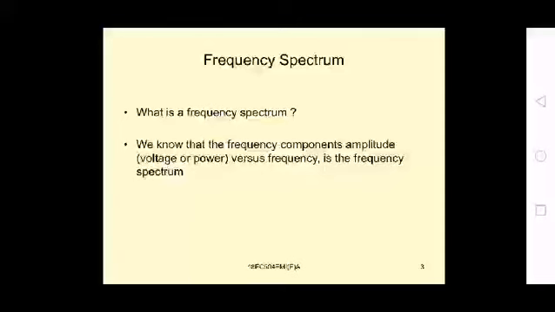Here we take the distribution of the frequency components of the electrical signal plotted as a graph, and we call it the frequency spectrum. On the y-axis you have the amplitude, which may be voltage or power. On the x-axis you have the frequency. It is called the frequency spectrum of the signal. And the instrument providing this frequency domain view is what we call the spectrum analyzer.